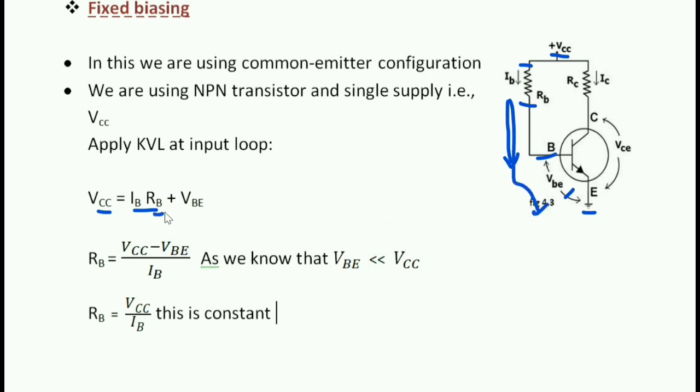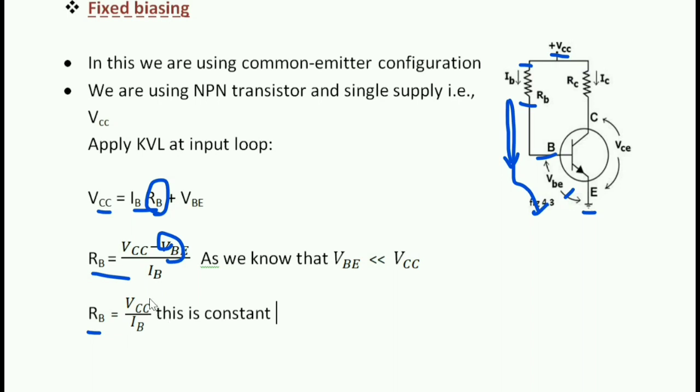From this we can calculate RB. We know that the RB value is fixed, and we can choose the RB value as per the equation: (VCC - VBE) / IB = RB. We know that VBE, the base to emitter voltage drop, is very small. For a silicon transistor it is nearly 0.7, and for a germanium transistor it is nearly 0.3. So we can neglect VBE, and then the RB value will be VCC / IB.